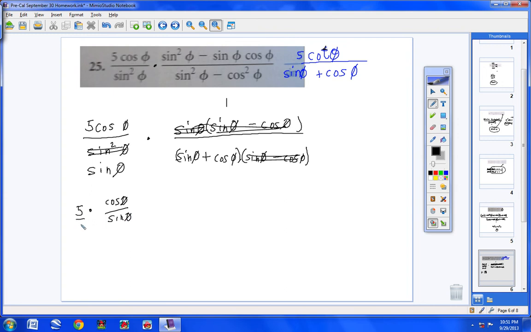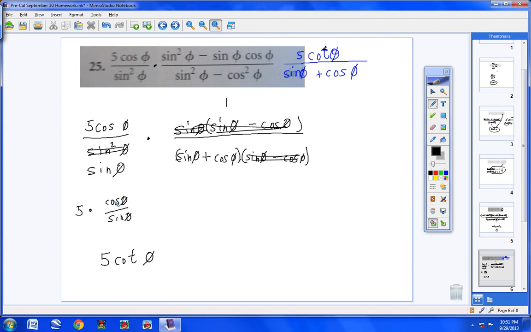5 is really 5 over 1. And if I multiplied it back through, I would get 5 over cosine over sine. So I can definitely do that. I can put a 5 out front here. So if I have 5 times cosine over sine, which I have right here, that's the exact same thing as 5 times cotangent. Do you see that?